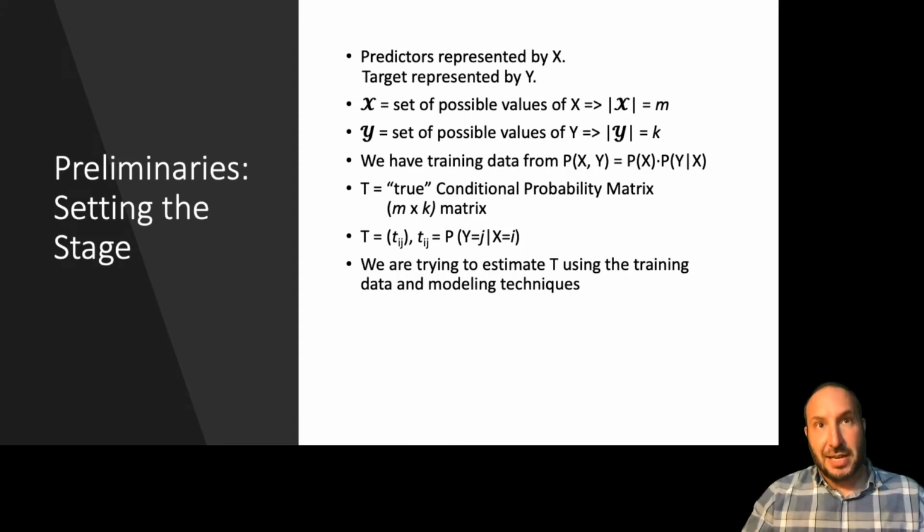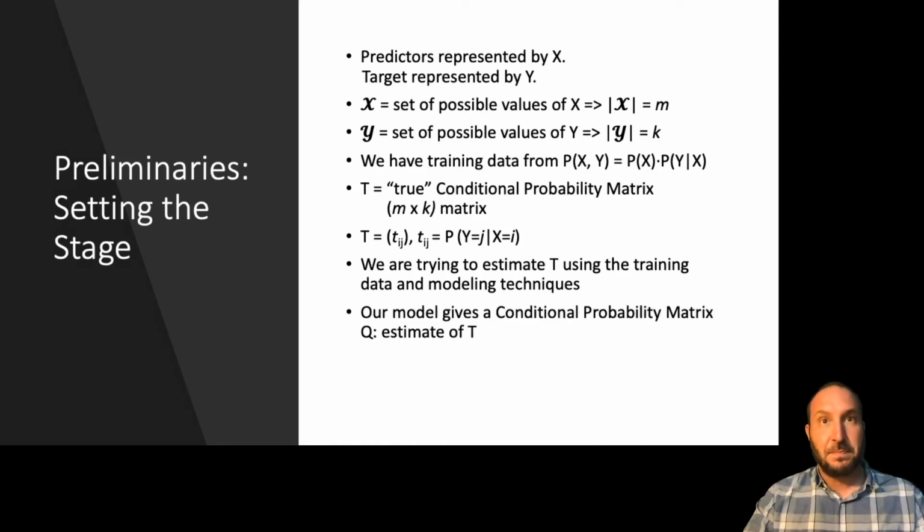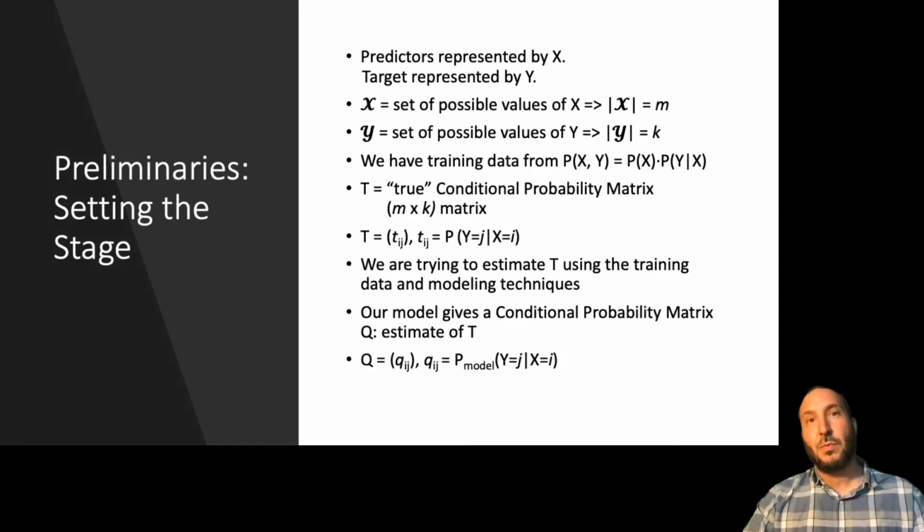And this is what we're trying to estimate. We're trying to estimate T using our training data, using the modeling techniques, using all these tools at our disposal. And when we're done with our modeling, we're going to get a matrix Q, and Q is going to be our estimate of T. And so it's going to represent the probability under our model that y is j given x equals i.